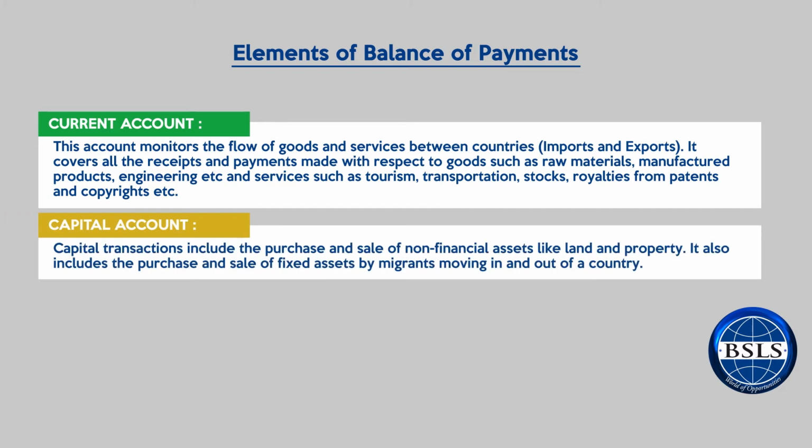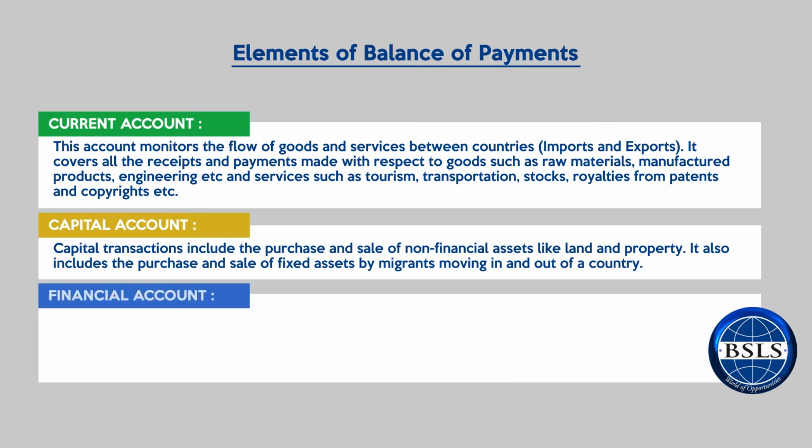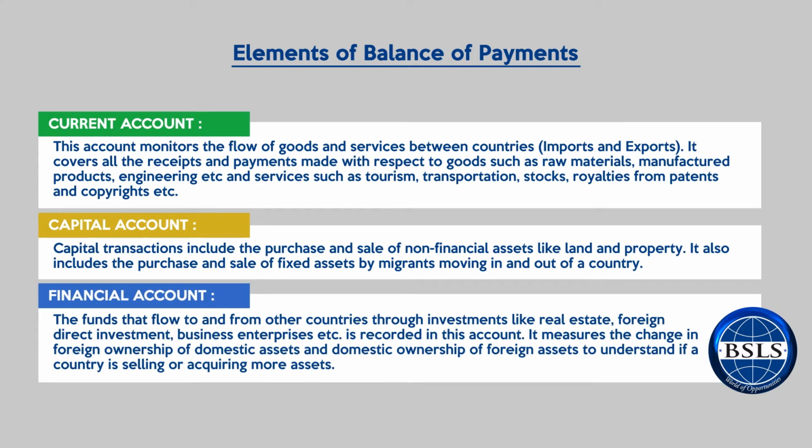The capital account transaction includes the purchase and sale of non-financial assets like land and property. It also includes the purchase and sale of fixed assets by migrants moving in and out of a country. On the other side, the financial account records the funds that flow to and from other countries through investments like real estate, foreign direct investment, business enterprises, etc.